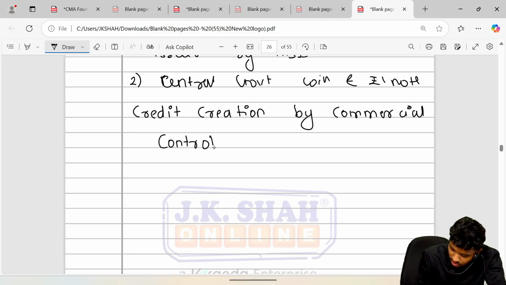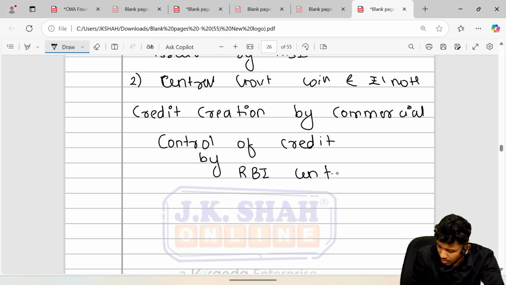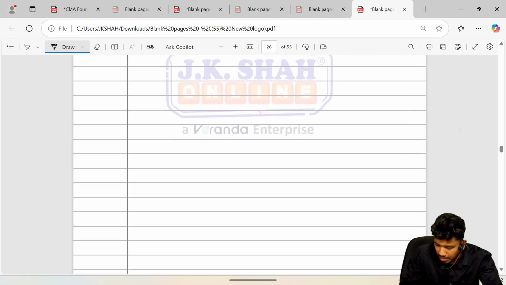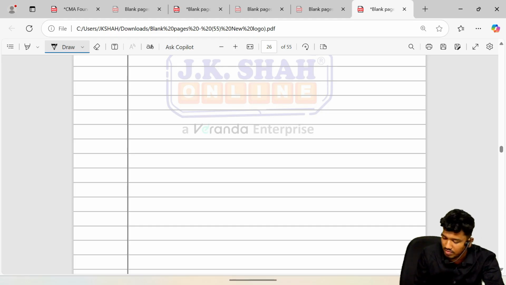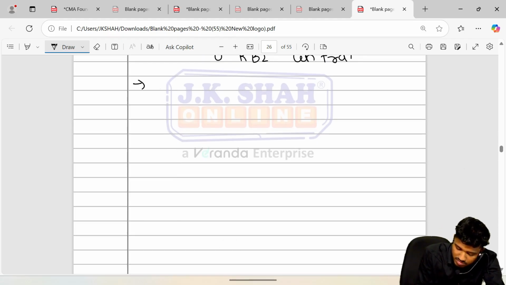Control of credit is being done by the Reserve Bank of India, that is the central bank. Now we're going to understand what is credit creation and what is credit control. Example: there are certain assumptions of this, and you have to go through these assumptions, and I will tell you how it actually happens.